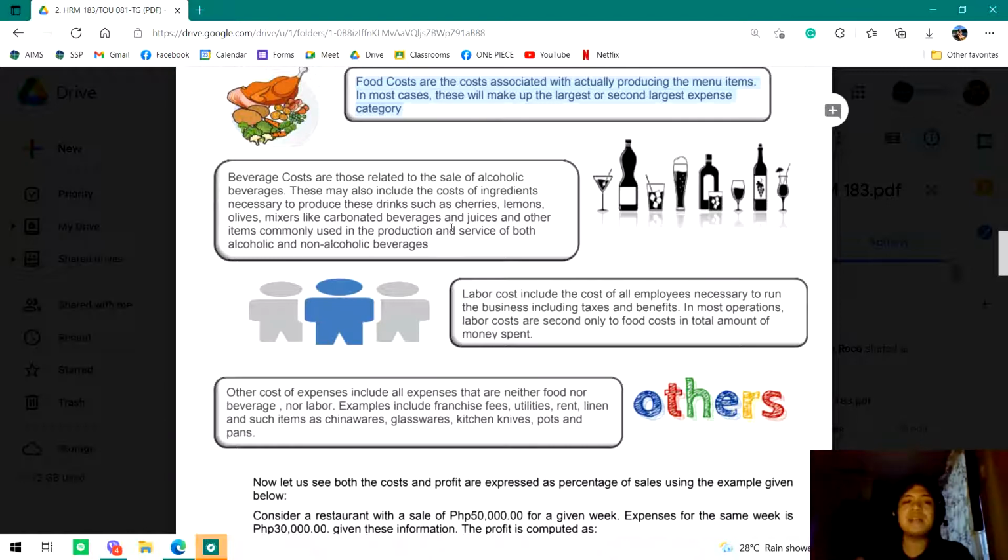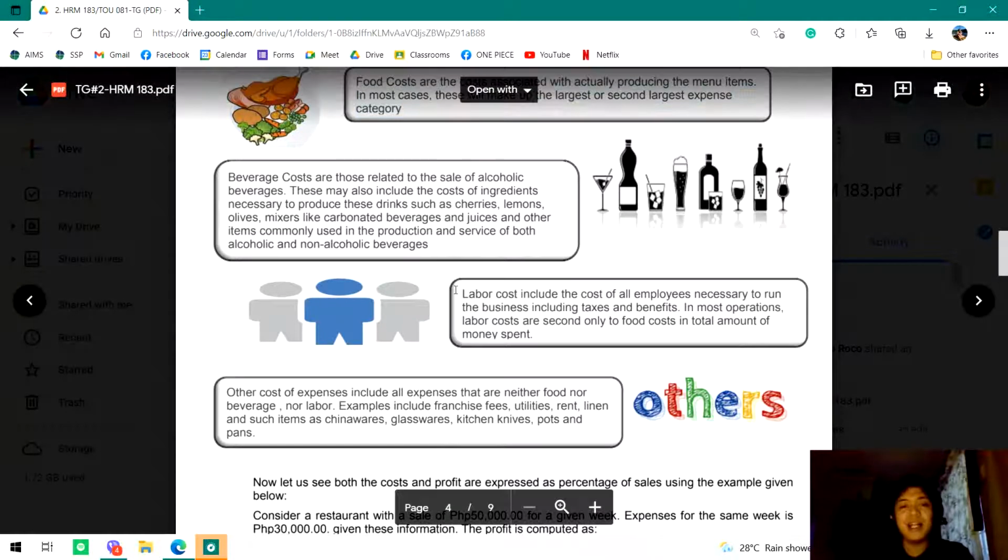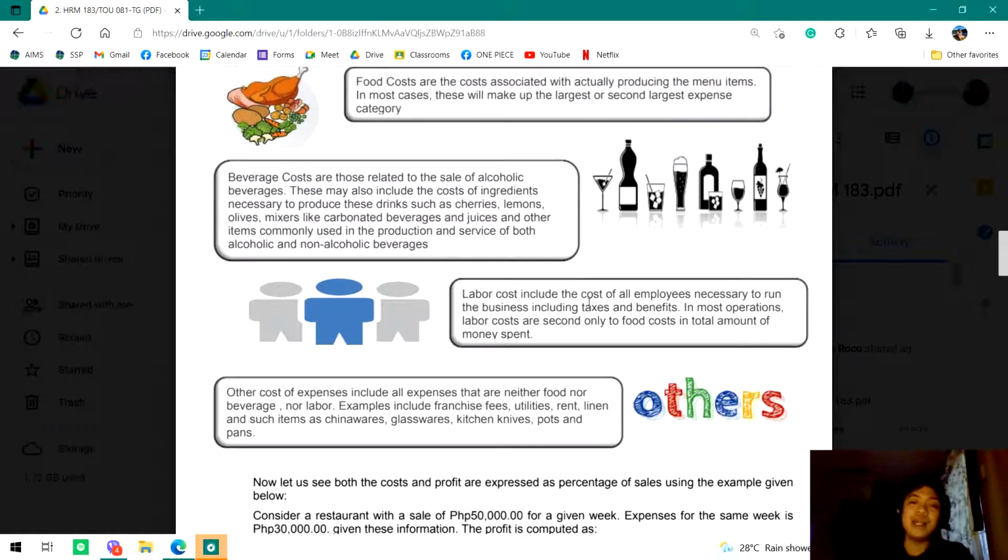Labor cost, based on the term itself, if food cost is related to food, beverage cost is related to beverage, labor cost is related to the cost of all employees necessary to run the business, including taxes and benefits. So, dito nakalagay ngayon yung isa sa mga pinaka-importanting factor ng hospitality and tourism industry, which is labor. And labor cost is one of the most important parts of determining how much ang iyong gastos or how much ang iyong benta sa mga produkto na ibebenta mo.